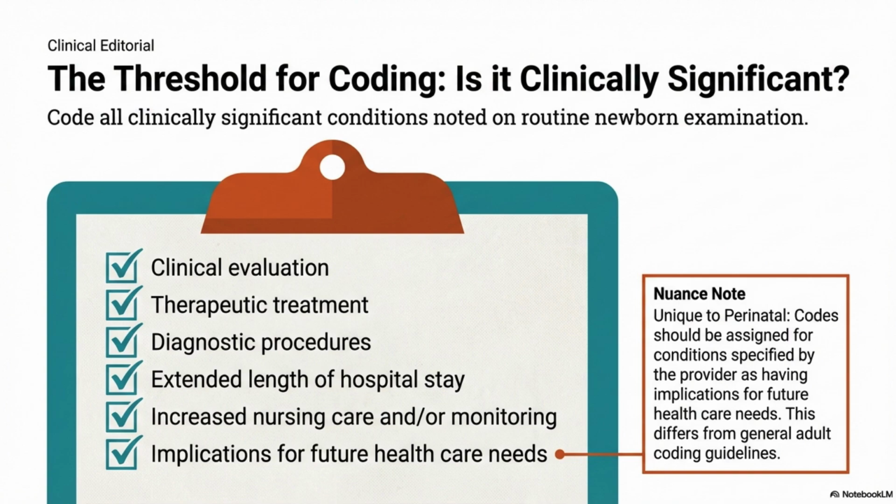When you're coding newborn conditions, the very first question to ask yourself is this: is it clinically significant? That's the guiding principle in perinatal coding. We assign codes for any condition that requires things like a clinical evaluation, diagnostic testing, therapeutic treatment, increased monitoring, or a longer hospital stay. And here's something unique to newborn coding. If the provider documents that a condition may affect the baby's future healthcare needs, even if it isn't being treated right now, it still needs to be coded. That's different from adult coding, where future implications alone usually aren't enough. So the bottom line is, if it matters clinically, now or in the future, it belongs in the newborn's record.